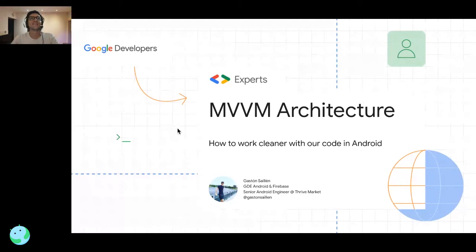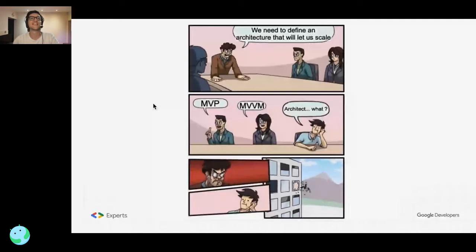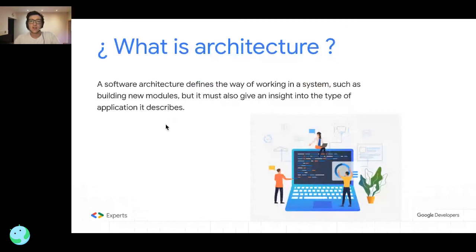There is a funny image that I made about clean architecture or about any architecture. In this case, we have a common scenario where we have a boss saying we need to define an architecture that will let us scale. There are some suggestions out there, MVP, MVVM, and there is a guy that doesn't know what architecture is, and those are the consequences.